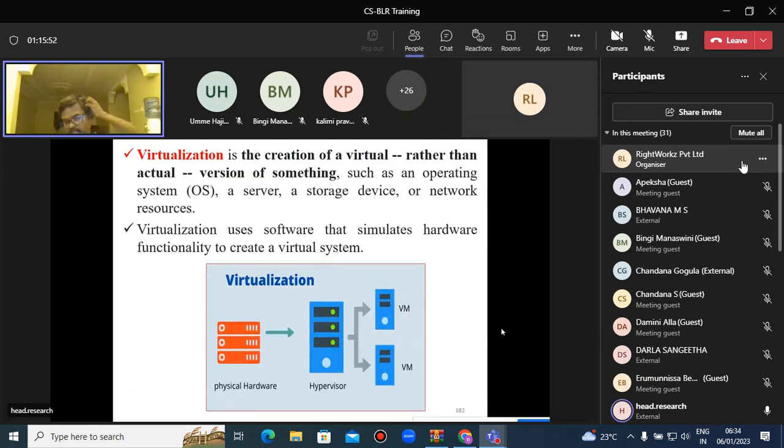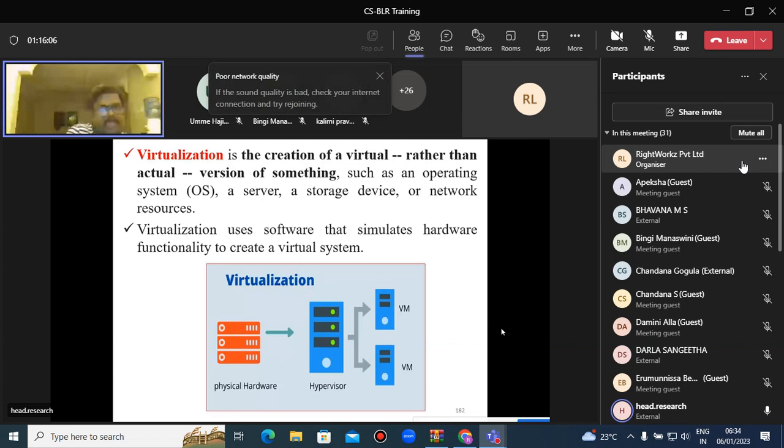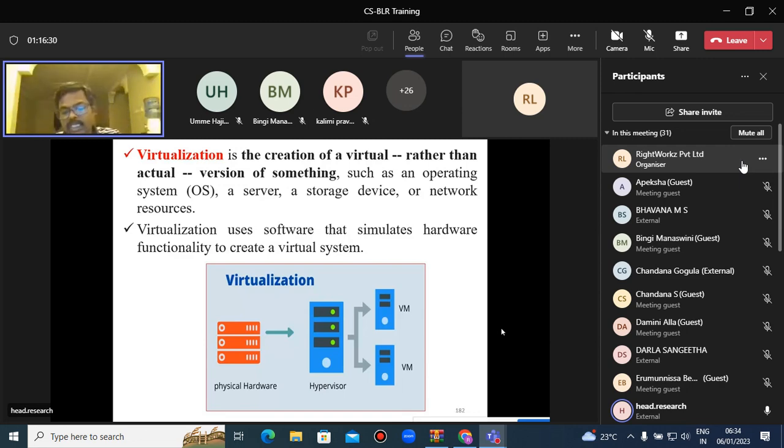Then virtualization. Virtualization is the virtual version of something, such as an operating system, a server, storage device, or network resources. Virtualization uses software that simulates hardware functionality to create a virtual machine. See, with the help of VMware, I am dividing the physical hardware with the help of a hypervisor. I am creating VMs, meaning virtual machines, different virtual machines.